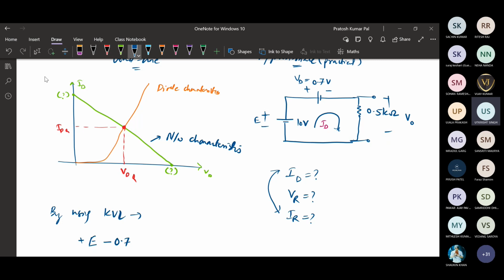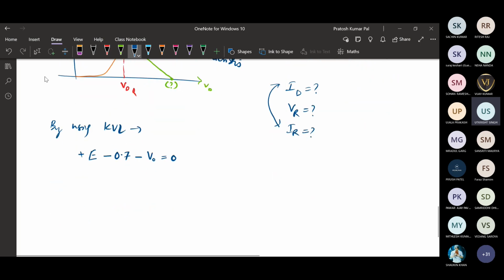Here a resistor is there. This is positive and this is negative, so the exiting sign is negative. So you write negative the voltage drop across this resistor, which is nothing but V out, equal to 0. So E is 10 volt minus 0.7 minus V0 equals 0. That means V0, the output voltage, will be 9.3 volt.